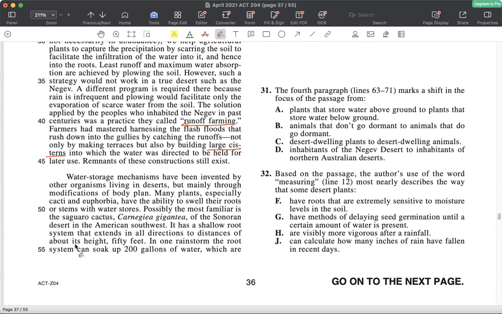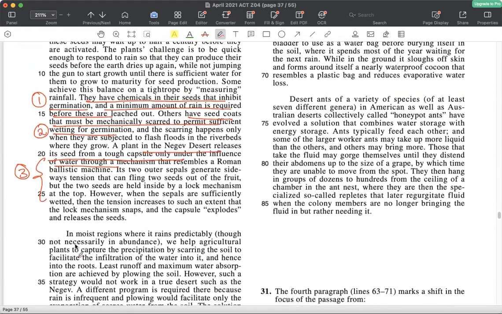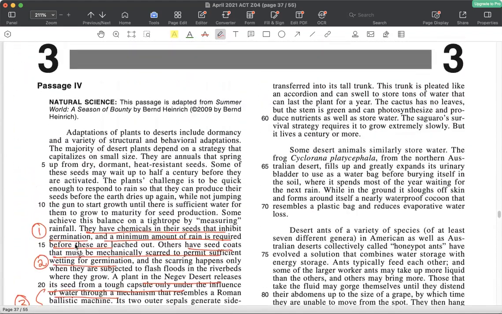In one rainstorm, the root system can soak up to 200 gallons of water, which are transferred into its tall trunk. This trunk is pleated like an accordion and can swell to store tons of water that can last the plant for a year.